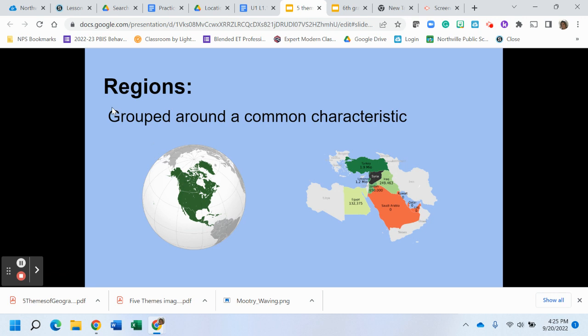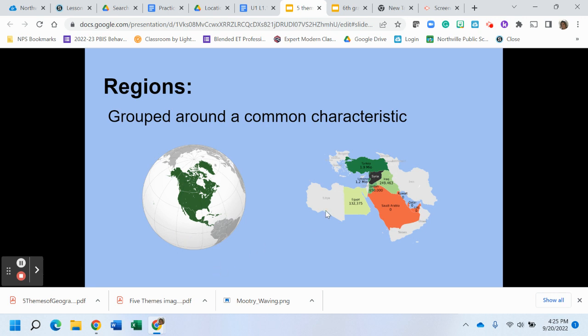Theme 4 is regions. And the question you're going to answer is, what do areas of the world, so put world in that blank, have in common? Well, regions are really grouped around a common characteristic. In that first blank, put the word borders. So they're grouped by borders, as in this example of North America. So you can write North America as the example.